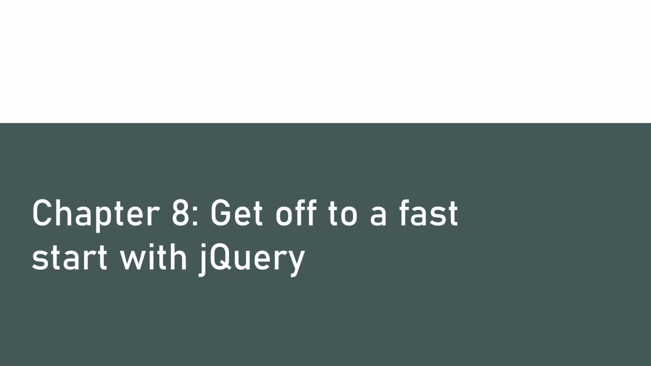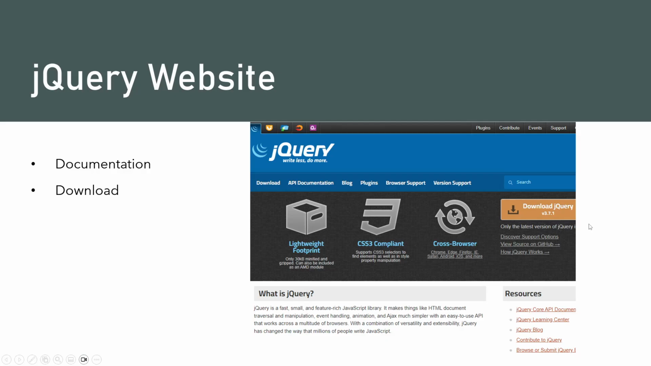So let's jump right into chapter 8, and this is where we start seeing jQuery for the first time. So jQuery is a library of a bunch of selectors, methods, attributes for you to just be able to use that is just built to make your life easier coding in JavaScript. And it has its own website.